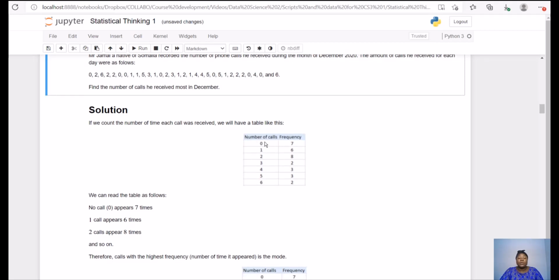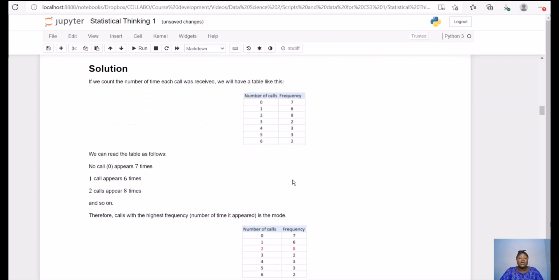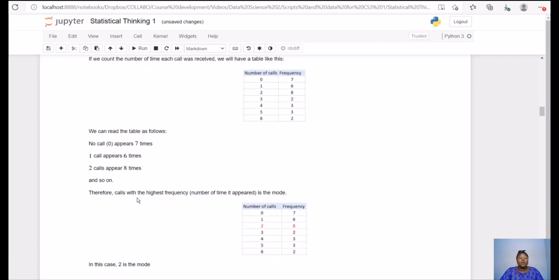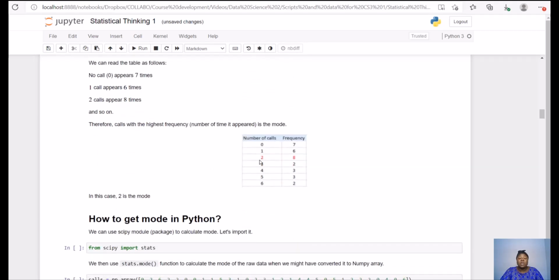0 means no calls, while 1 means one call, meaning if you receive one call 6 times, these are the frequencies, the number of times that he received the call. Therefore, the calls with the highest frequency give the mode, which is 8. So he received 2 calls in a day 8 times. In this case, 2 is our mode.